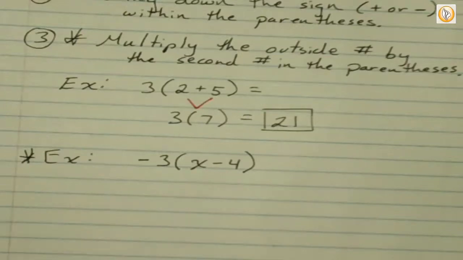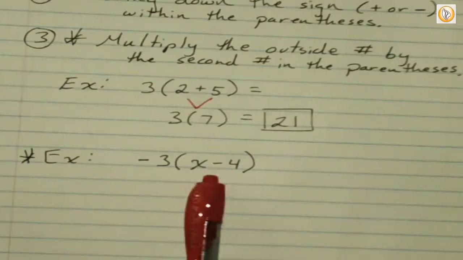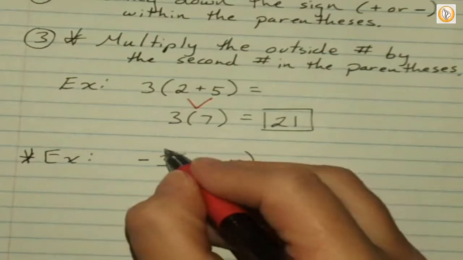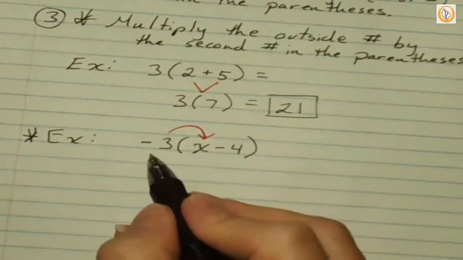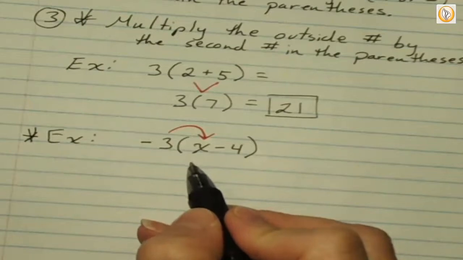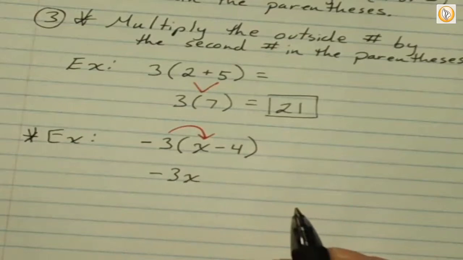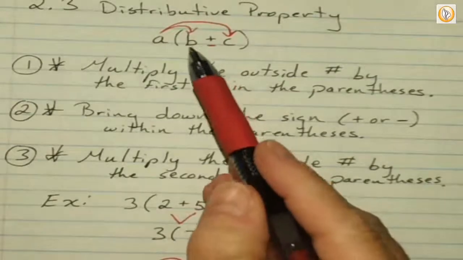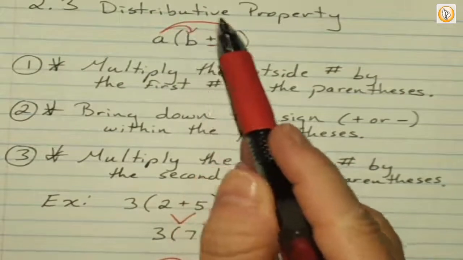Now listen to these words. This is like I'm preaching here. You cannot combine a letter and a number when you're adding and subtracting. So here, you're multiplying. What is negative 3 times x? Negative 3x. Minus 4. Distributive property, we multiply the outside by the first one and then multiply the outside by the second one.